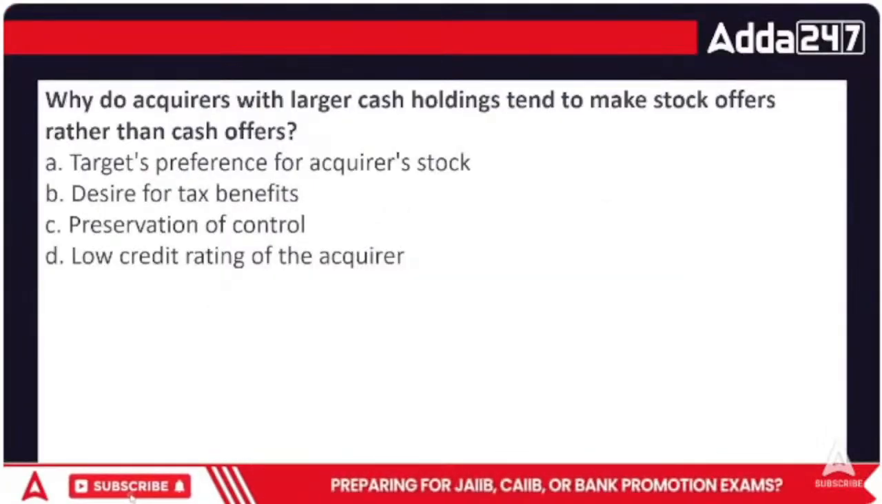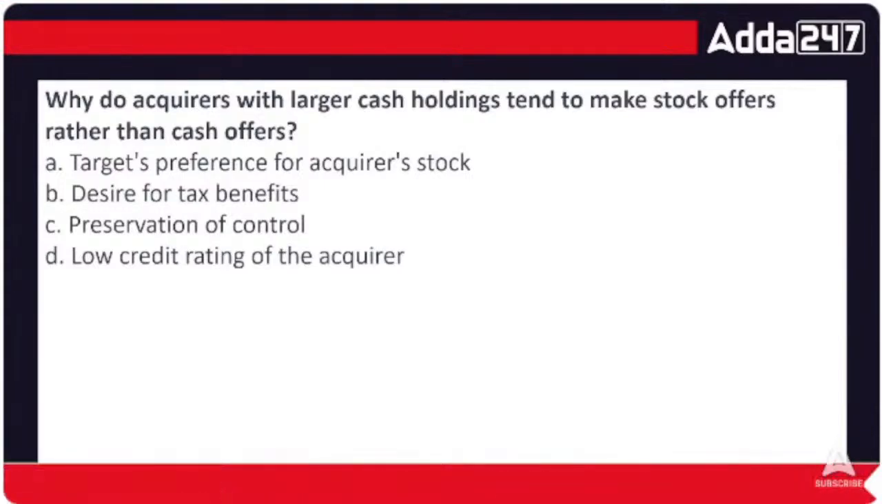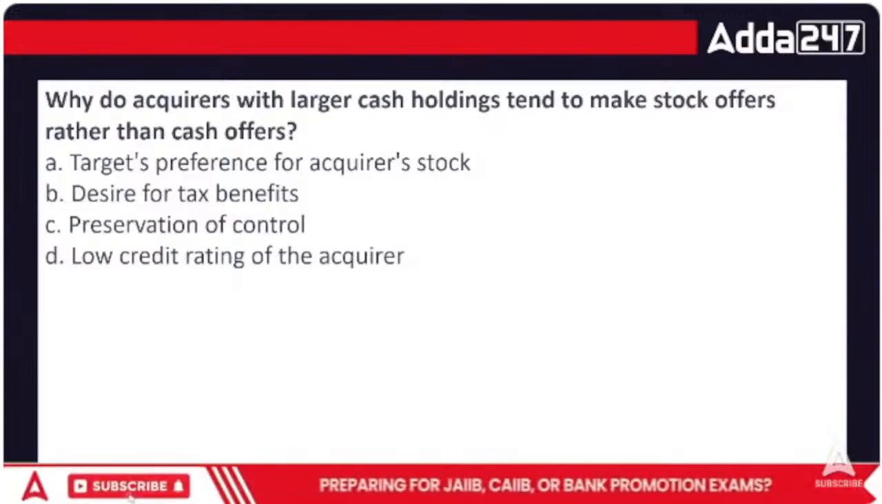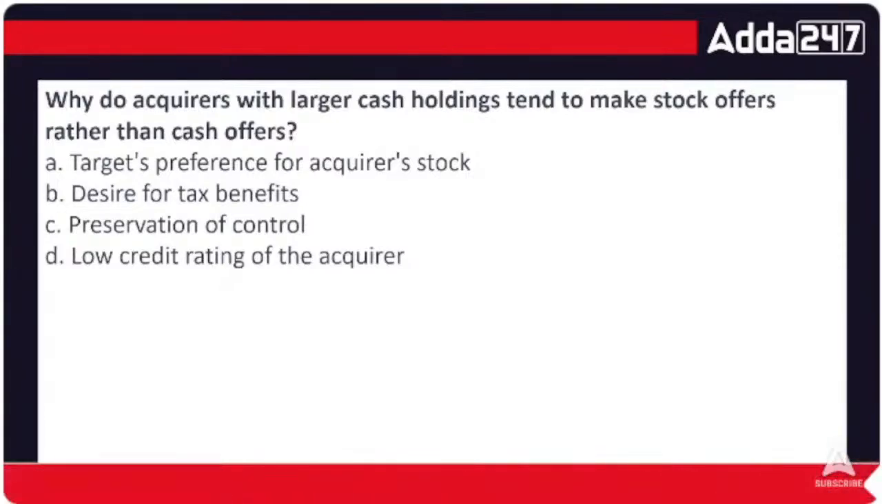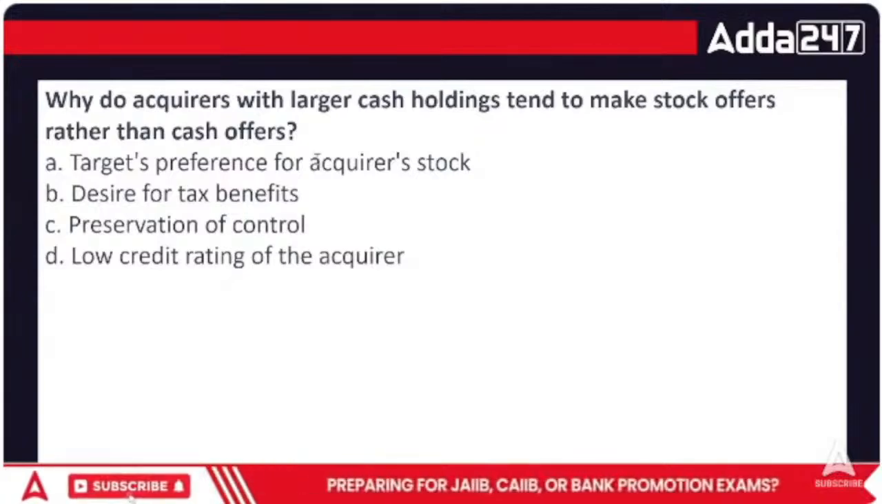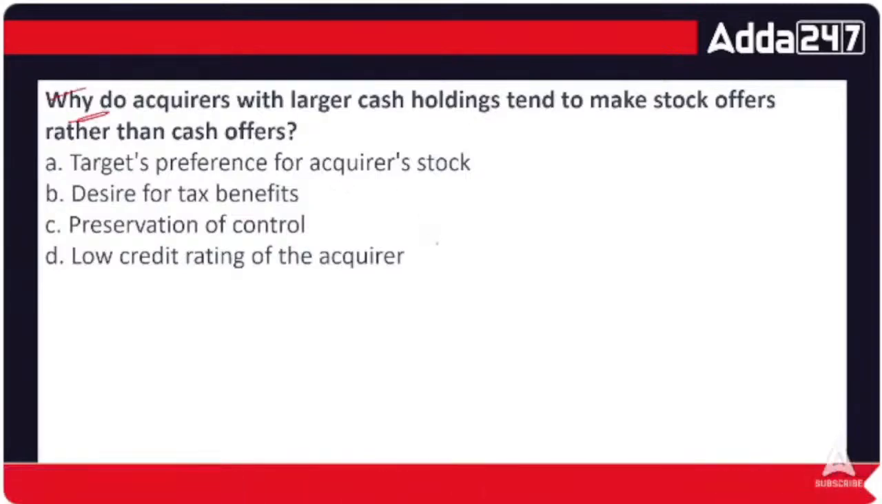Why do the acquirers with large cash holdings tend to make stock offers rather than cash offers? Target preference for acquirer stock, desire for tax benefits, preservation of control, or low credit rating of the acquirer. If you have a low credit rating, then obviously the chances are less that someone else will take your money or get involved with your company. So technically, I'm ruling this out altogether.